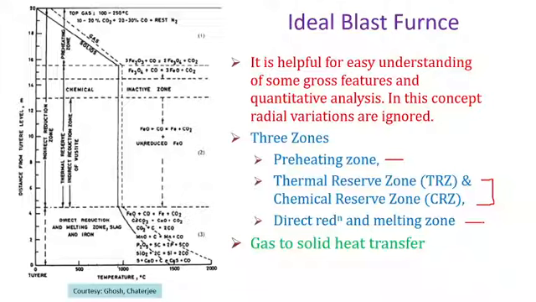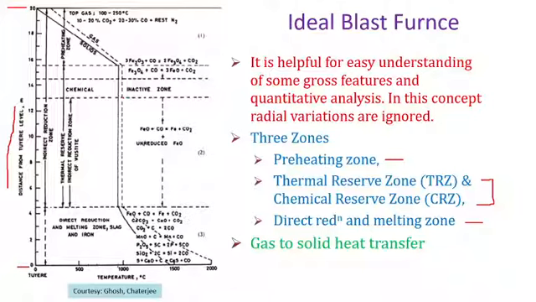In this figure, the y-axis represents the blast furnace height, the distance from the tuyere. This is the tuyere, and this is the top, the stock line. The x-axis represents the temperature. The solid line represents the temperature of the solid, and the dotted line is the temperature of the gas.